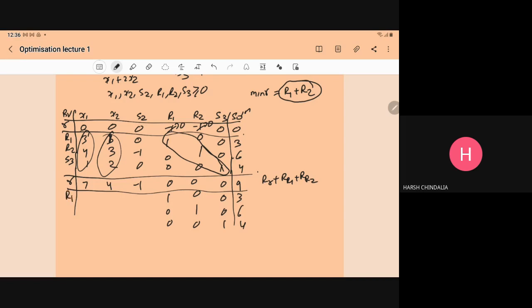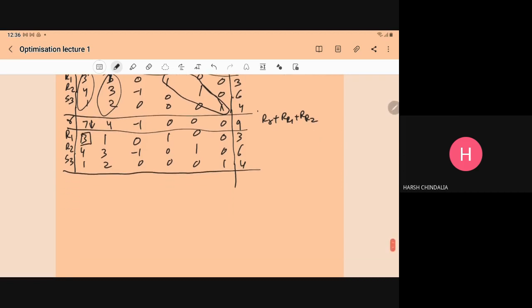And here the basic variables are R1, R2, S3. Now what is the nature of the objective function? Minimization. So the most positive will enter. Most positive will enter. 3 upon 3 is 1, 6 upon 4 is 1.5, 4 upon 1 is 4. So the minimum ratio is 1, and this is your pivot element.